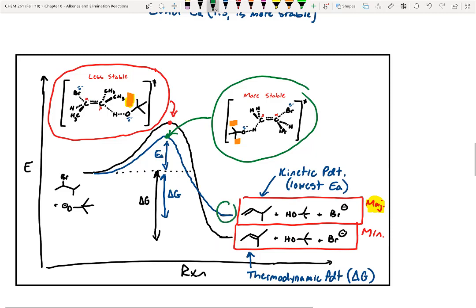Once you form this kinetic product, meaning you land in this kinetic well, it actually has a hard time going back out, doing the elimination reaction, and then reforming your thermodynamic product. So really, it's just going to get trapped here, even though it's your kinetic product.